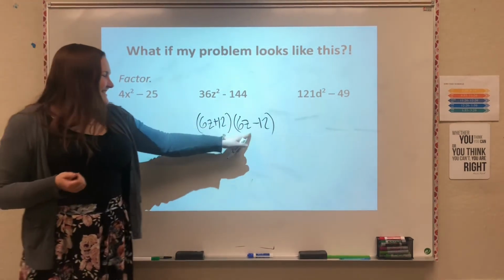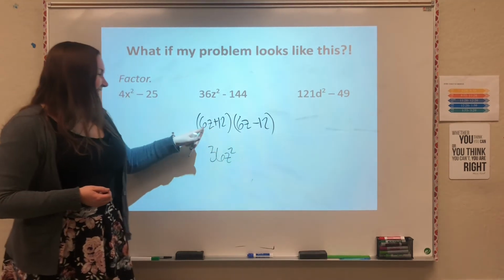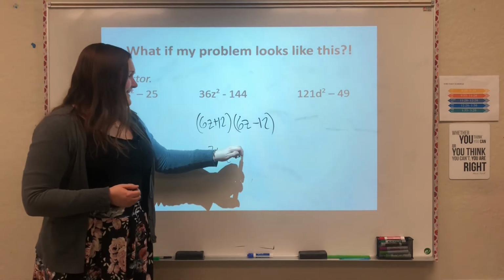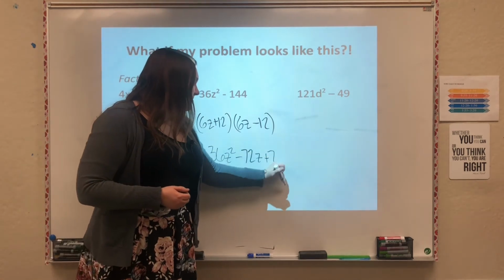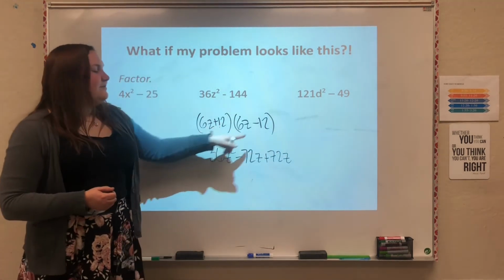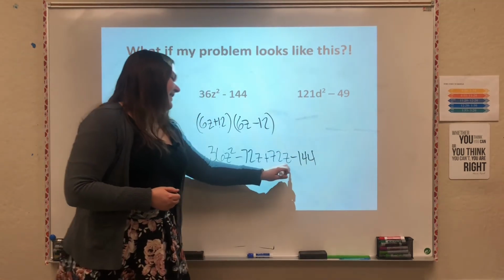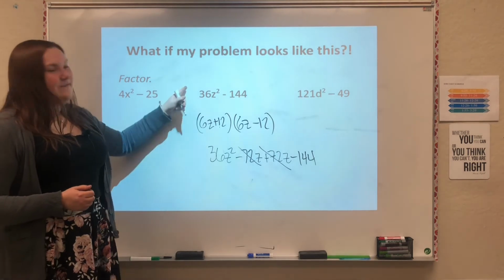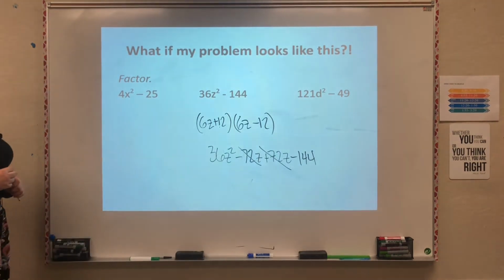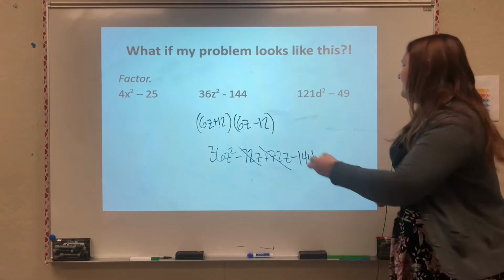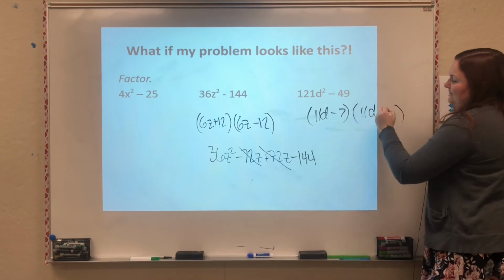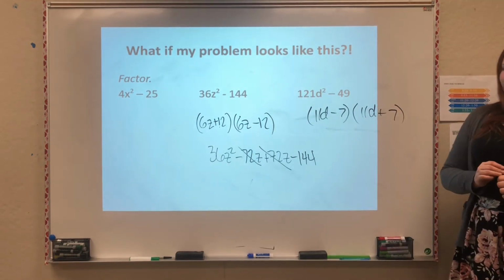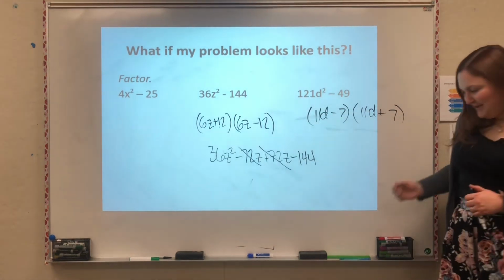Don't believe me? 6z times 6z gives me 36z squared. 6z times negative 12 is negative 72z. And then we have a positive 72z. And then the 12 times the negative 12 gives me negative 144. And just as we were predicting, those will cancel out, leaving me with what I want. One last one for you. All right. This last one here, what you are looking for is an 11d and 11d. And then for that 49, it would be a positive 7 and a negative 7. And ta-da, you are quadratic factoring experts.